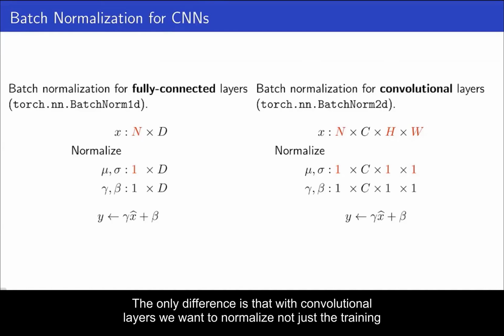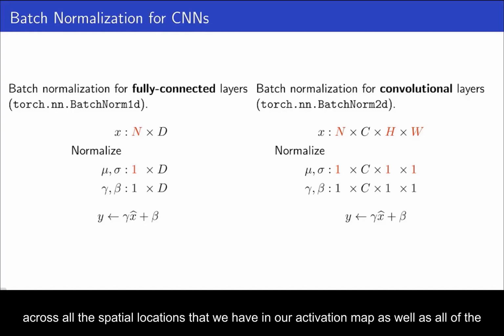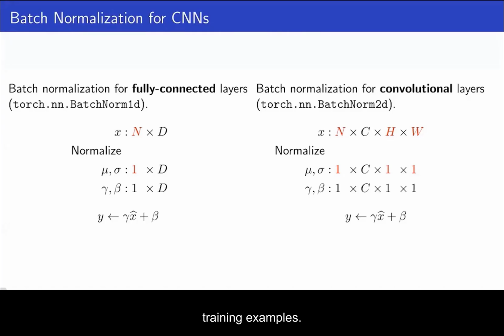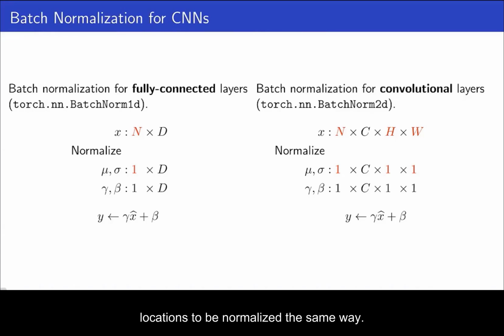The only difference is that with convolutional layers, we want to normalize not just the training examples independently for each feature dimension, but we want to normalize jointly across all the spatial locations that we have in our activation map, as well as all of the training examples. So we do this because we want to obey the convolution property, which means that we want the nearby locations to be normalized the same way.